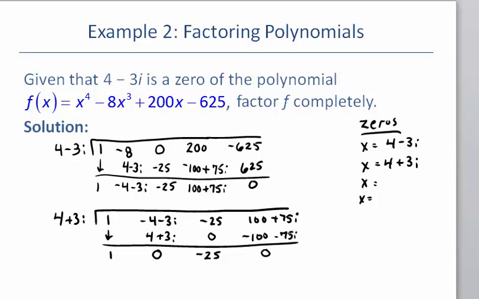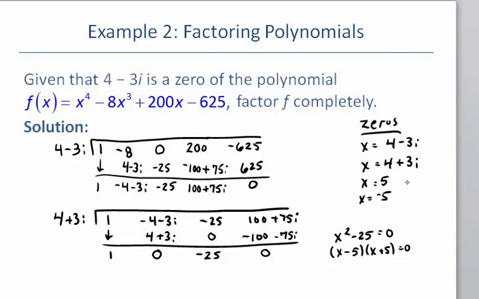So now reduced to a squared term. So what's left? We have 1x squared plus 0x minus 25 is equal to 0. All right, and x squared minus 25 is easy to factor. We know that that's going to factor into x minus 5, x plus 5, which gives me my 2 other zeros.